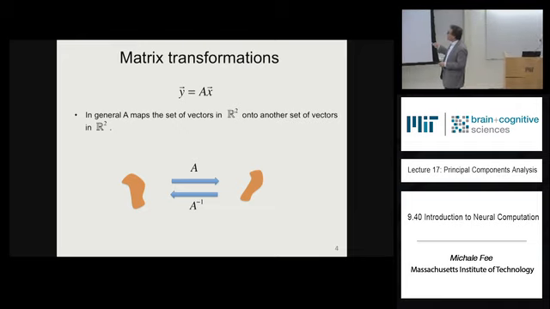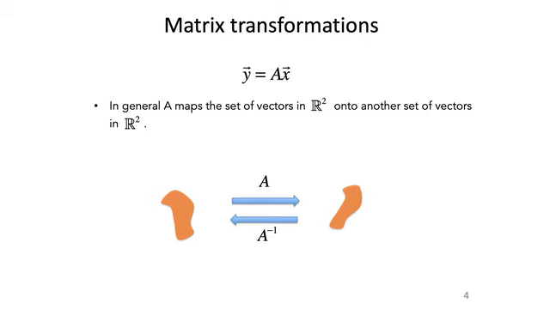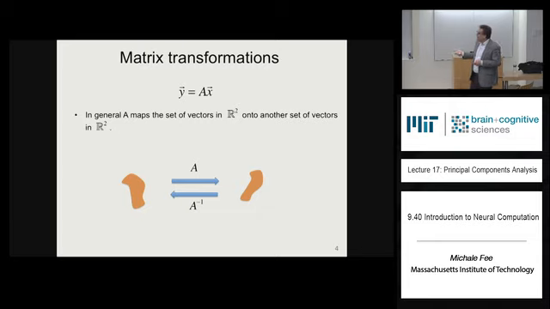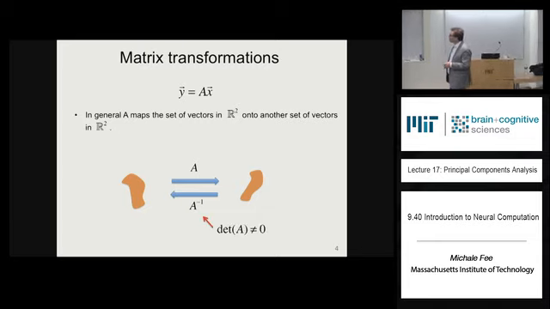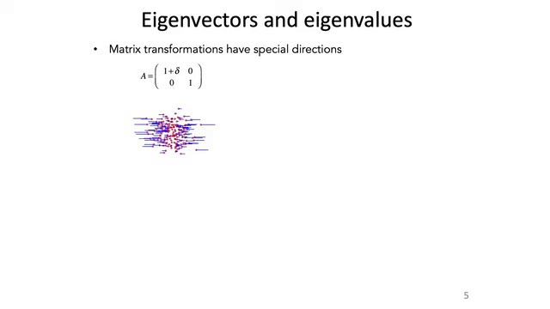So remember, we've been talking about the idea that matrix multiplication performs a transformation. So we can have a vector x that we multiply by a matrix A. It transforms that set of vectors x into some other set of vectors y. And we can go from y back to x by multiplying by A inverse, if the determinant of that matrix A is not equal to 0.